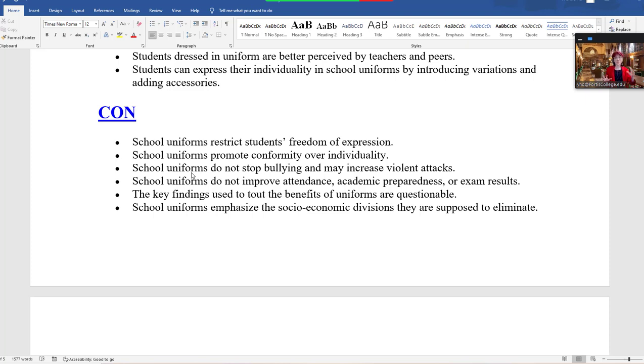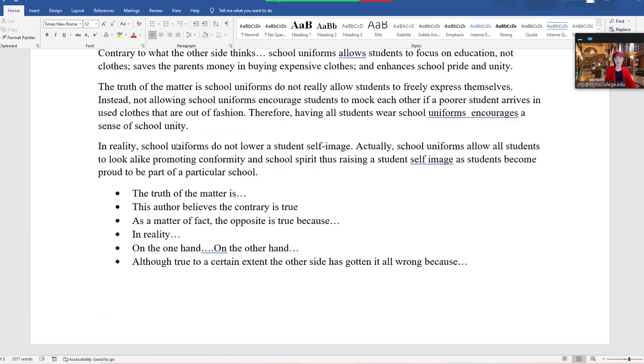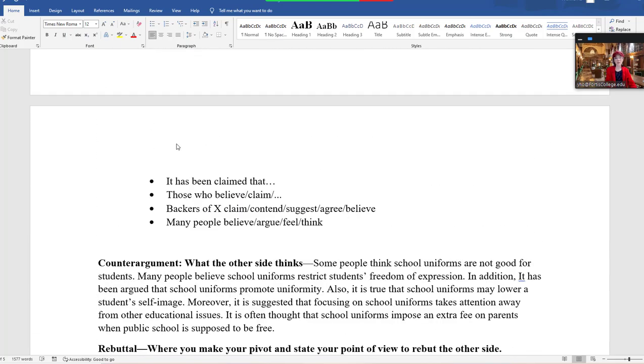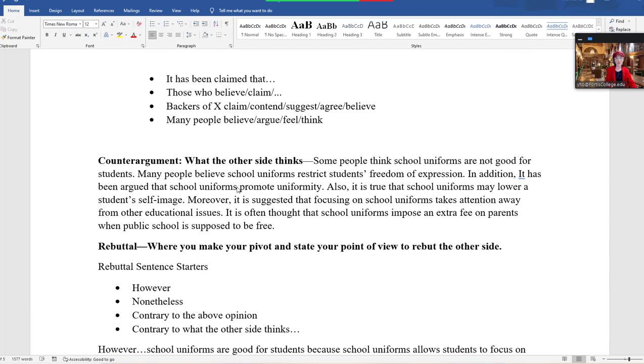So you use the sentence starters, and then you write whatever the con on the other side thinks, okay? So that's going to be your counter-argument paragraph where you write about what the other side thinks. So then, after you write your counter-argument paragraph, here's an example.